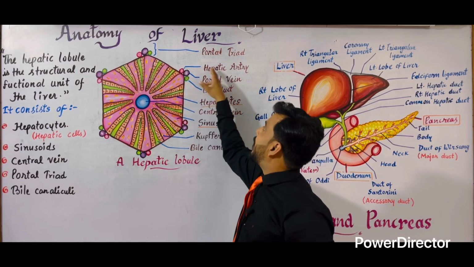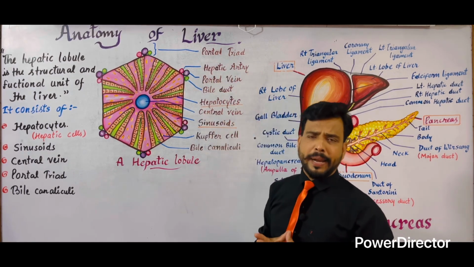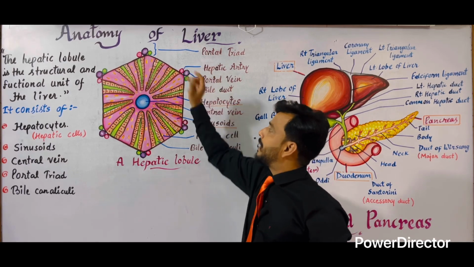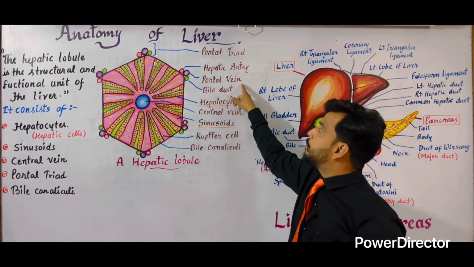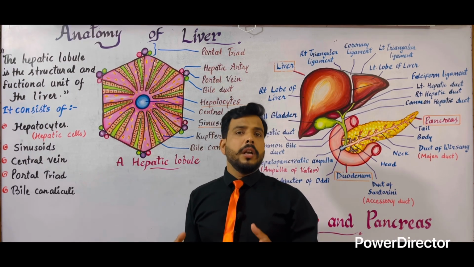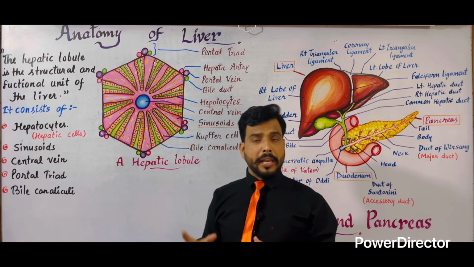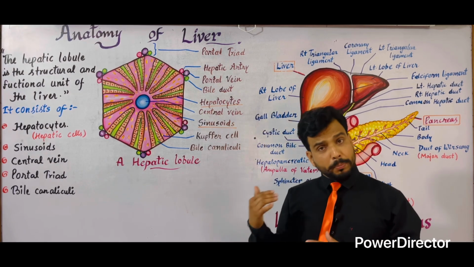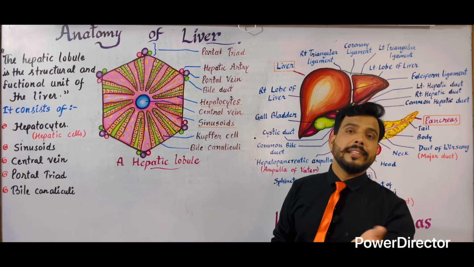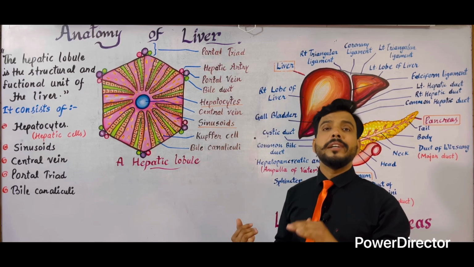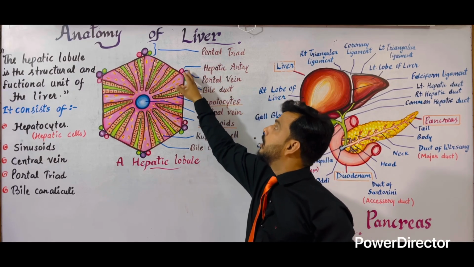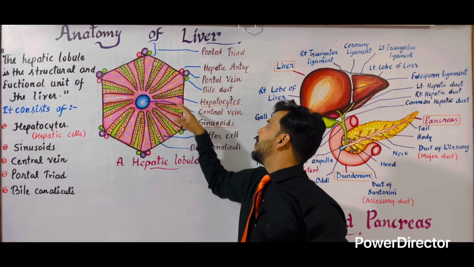First one is the hepatic artery. It is the branch of the hepatic artery which carries the pure blood inside the liver. The second one is the portal vein. What is the portal vein? As I described before, the hepatic portal vein enters the liver from the digestive system, which carries nutrient rich blood inside the liver. So inside the liver, nutrient rich blood is carried through the portal vein, and this portal vein flows this blood into the sinusoid.